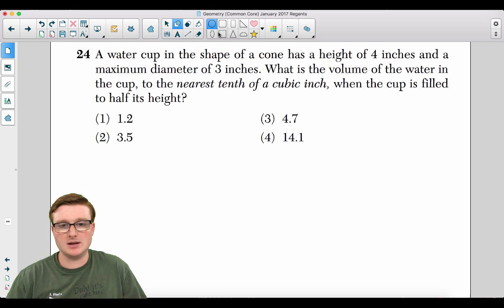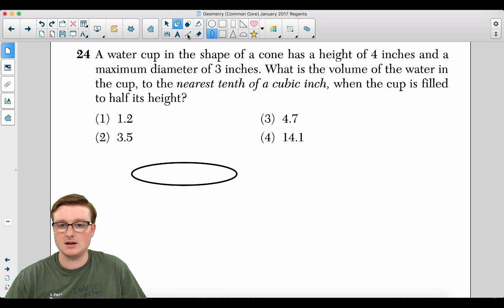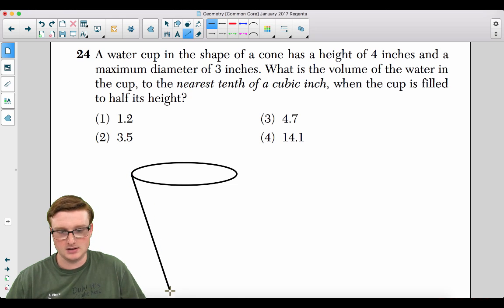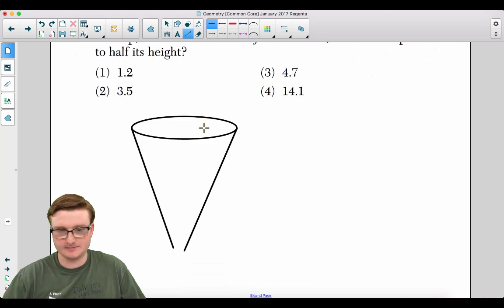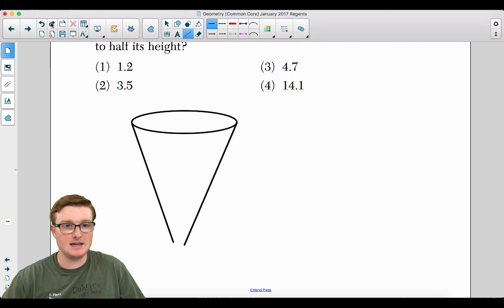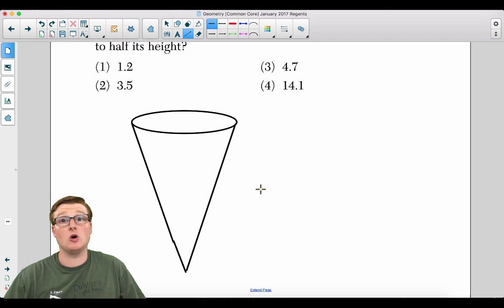So what I'm going to do is I'm going to draw myself a cone. All right, and this is the water cup that you get at the dentist's office, or the doctor's. So we get this shape here. Just one second, I'm going to straighten this out just a little bit. There we go. There's my cone.